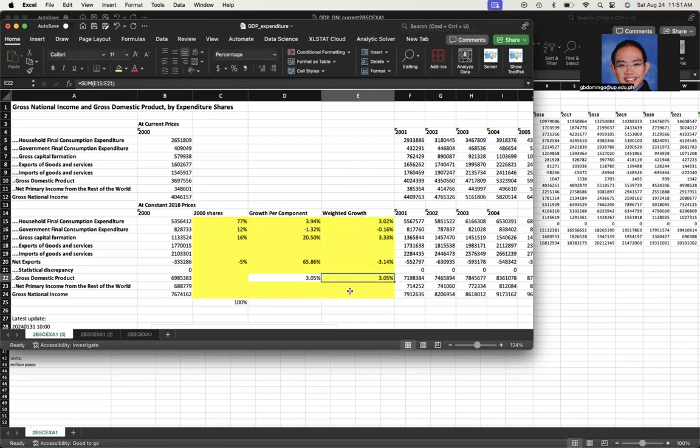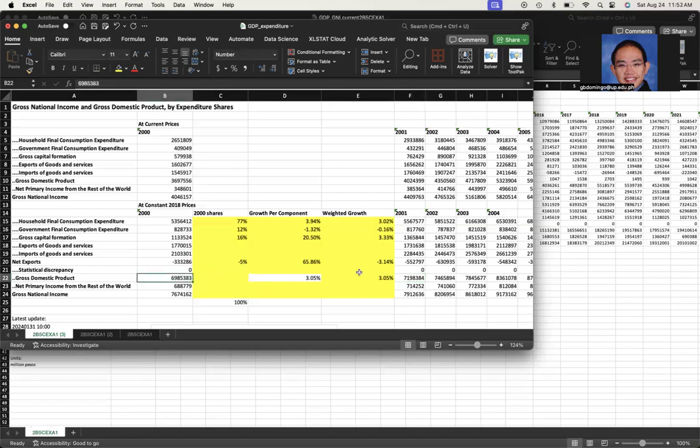Now you can check that this is in fact equal to the growth of real GDP. And you have that here. This is just simply the growth of real GDP: 719 blah blah minus 689 divided by 689. That is also 3.05. So the weighted growth approach will lead to the same growth rate as simply getting the growth rate directly, which is this number minus this number divided by this number.